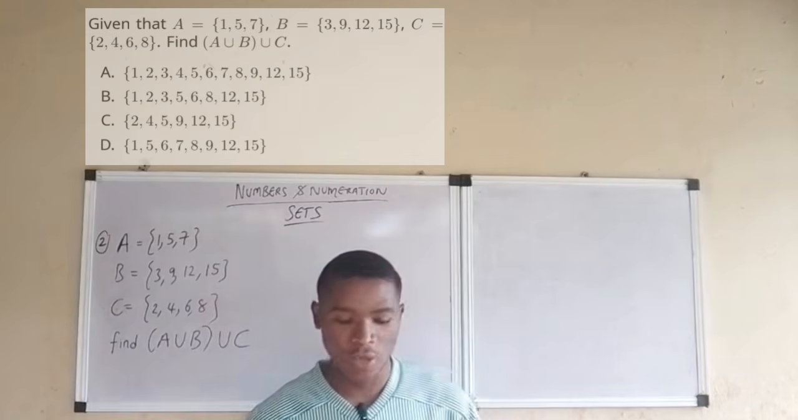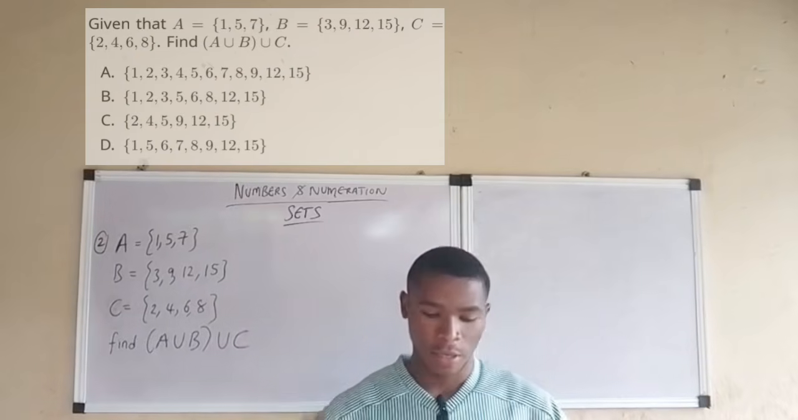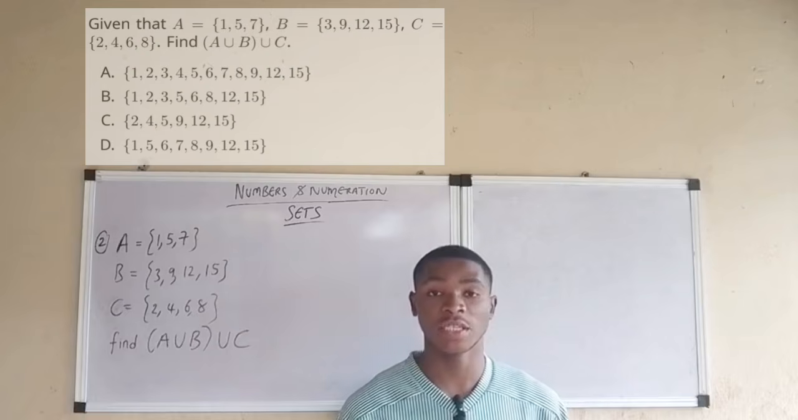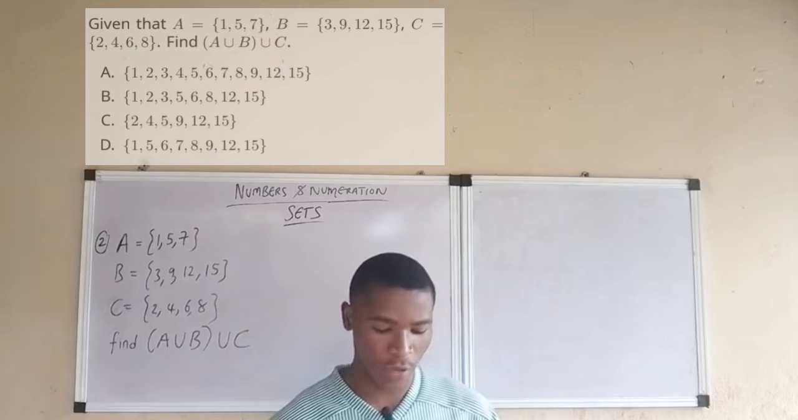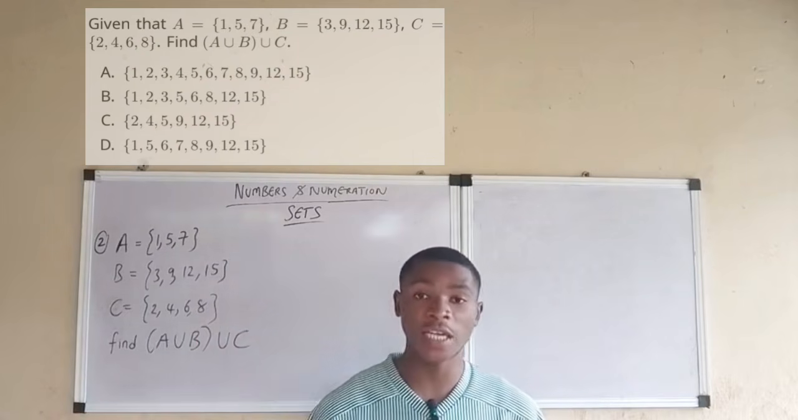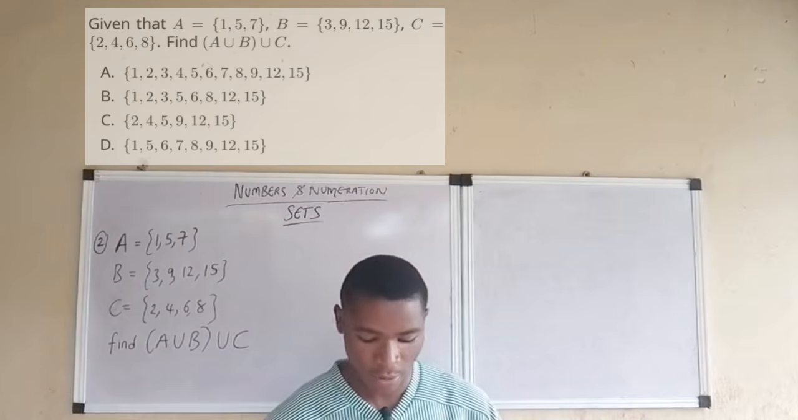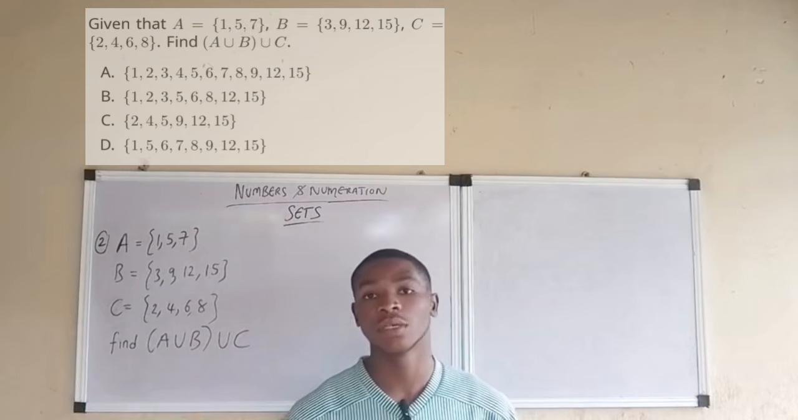Now let's look at the second question. Here, we are given that A is equal to {1, 5, 7}, meaning the set A contains the elements 1, 5, and 7. Set B contains the elements 3, 9, 12, and 15. Set C contains the elements 2, 4, 6, and 8. And we have to find A union B union C.